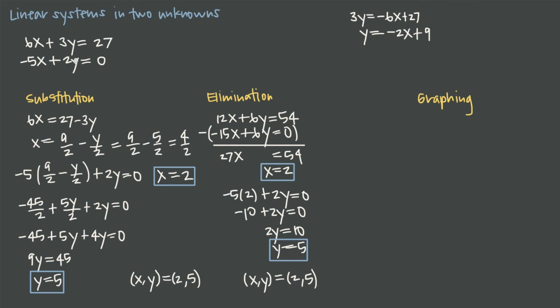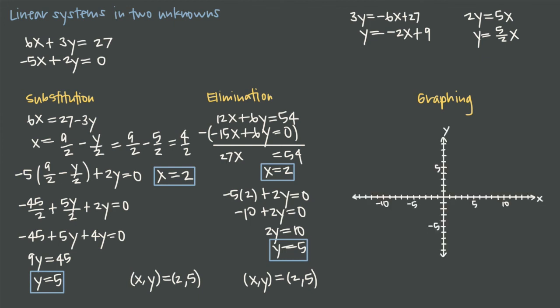If we add 5x to both sides, we'll get 2y is equal to 5x plus 0. There's no reason to write the plus 0. And then if we go ahead and divide both sides by 2, we get y is equal to 5 halves x. Now we have both equations in slope-intercept form, which means that they'll be easy to graph. So let's go ahead and graph each one of them.